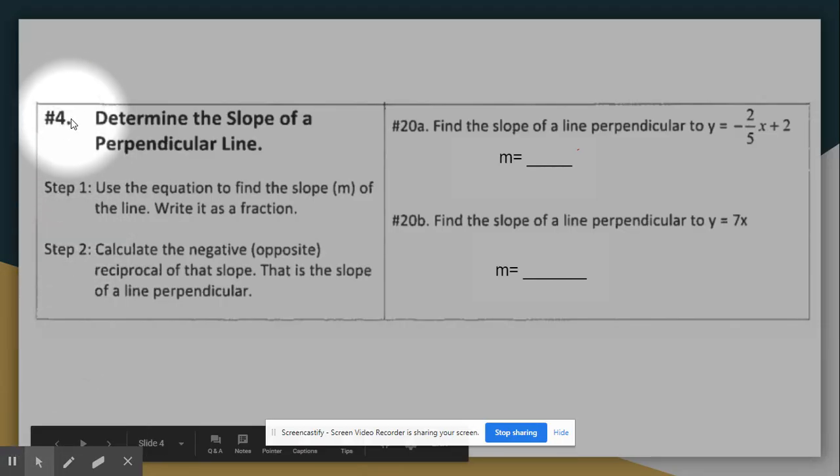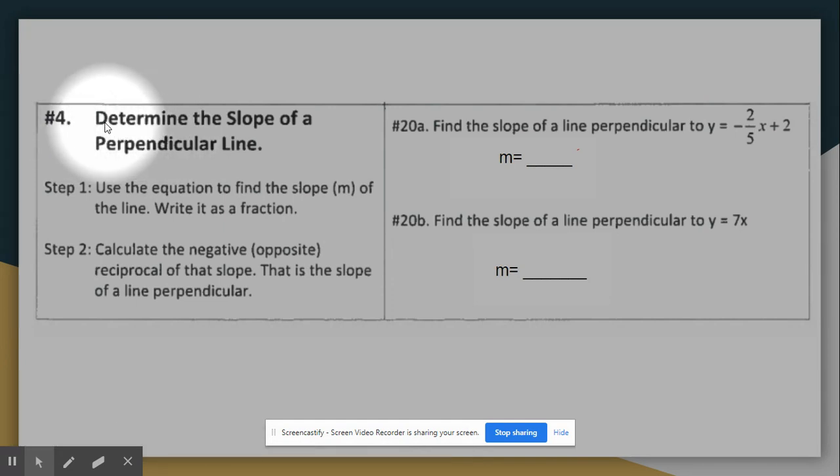Okay, so example 4 says, determine the slope of a perpendicular line. So this is just like example 3. So what I want you to do is pause it and come up with an answer for the slope that would be perpendicular to this slope, and then what would be perpendicular to that one, and then come back.